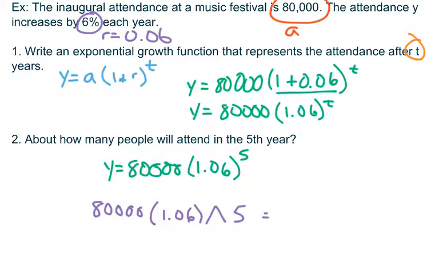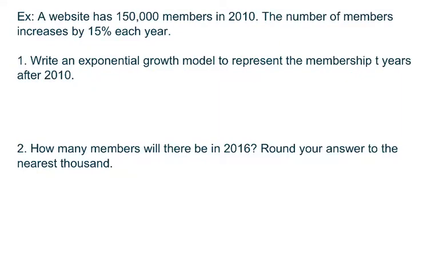So our answer here is going to be approximately, and there was a decimal here, I'm rounding to the nearest whole number, 107,058 people. Okay, that is how many should be attending roughly in the 5th year of this festival. Let's try another one here.